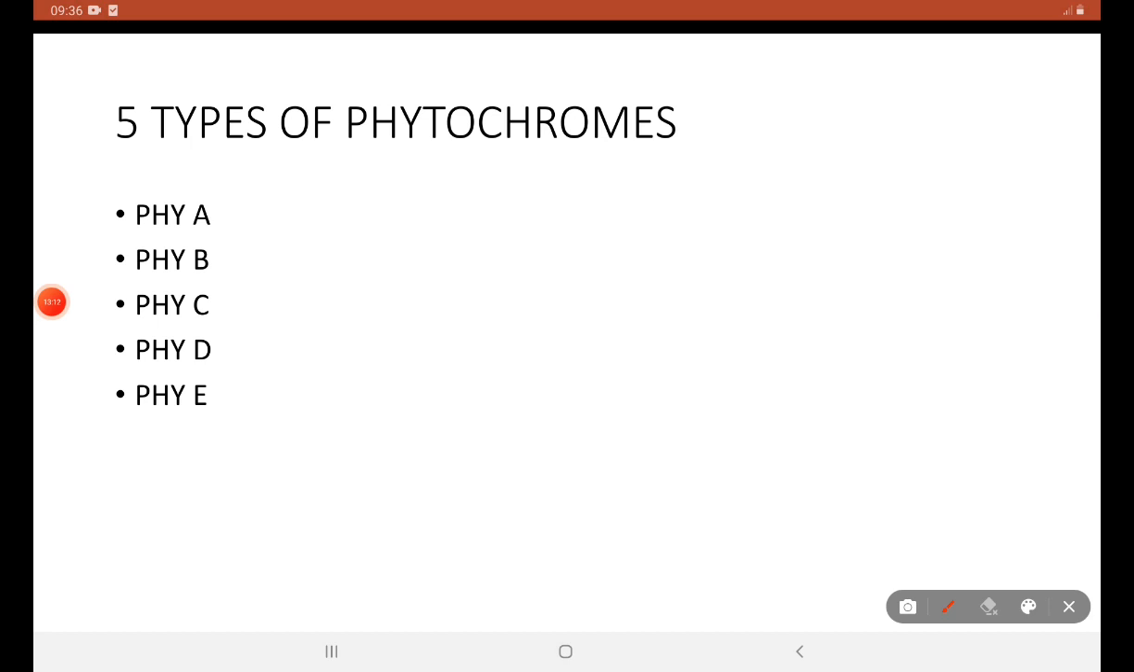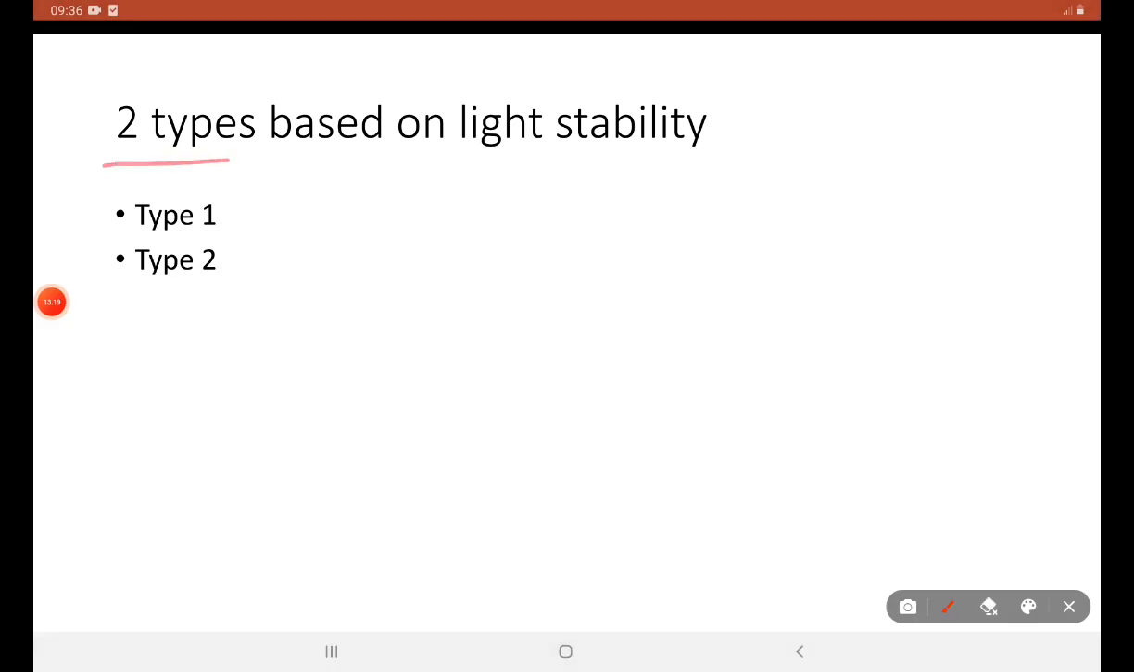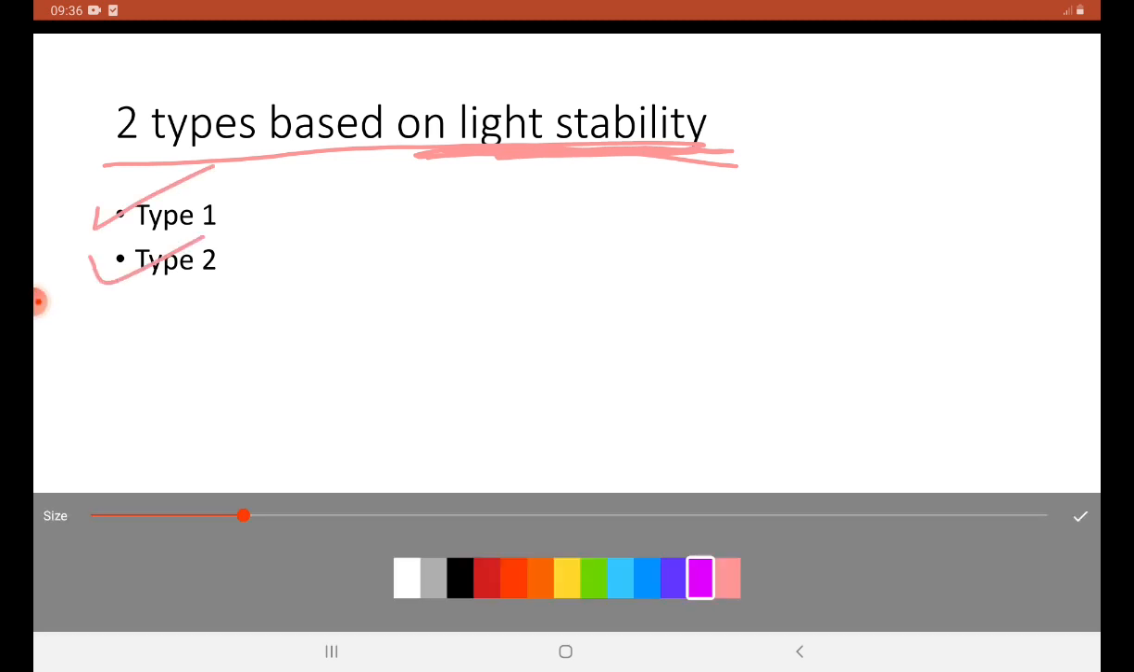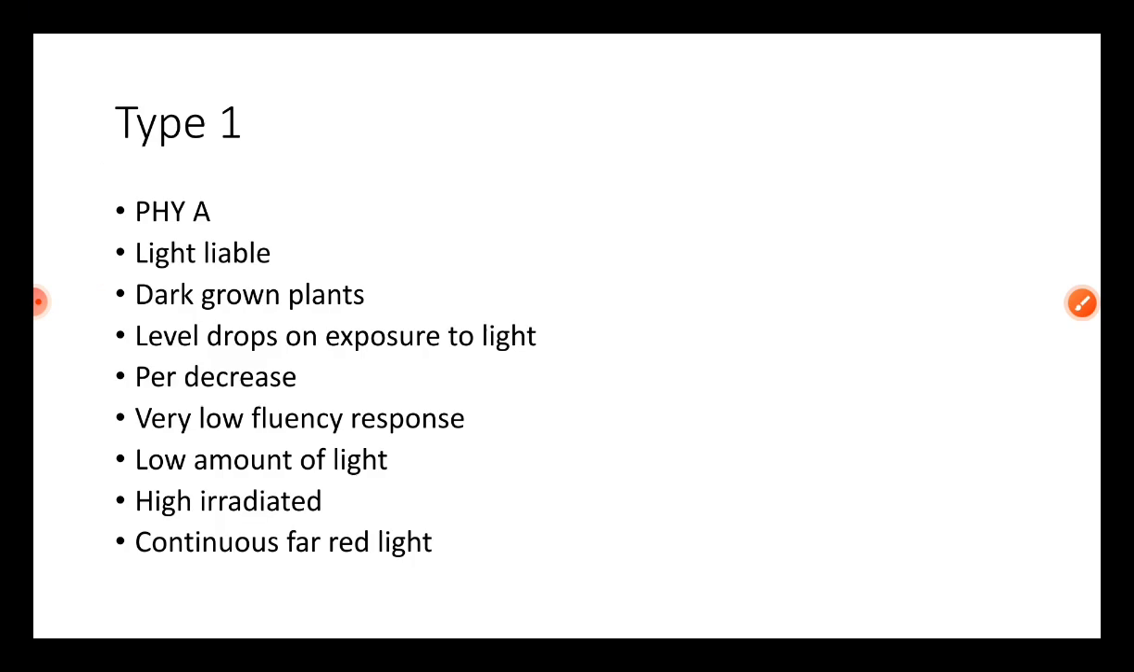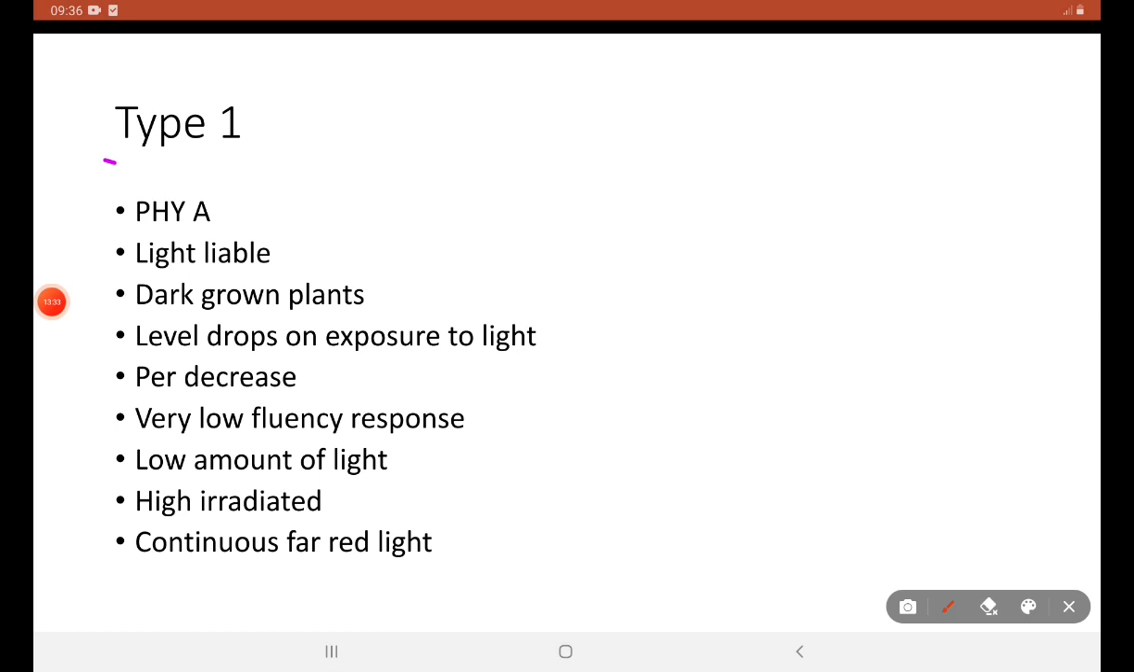There are 5 types of phytochromes: A, B, C, D, E. Based on the characteristics of light stability and reaction to light, they are classified into 2 different types, type 1 and type 2. Type 1, phytochrome A, belongs to type 1. They are light labile. Their level drops on exposure to light. PFR decreases.